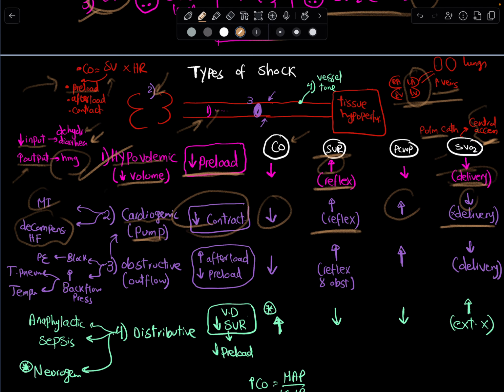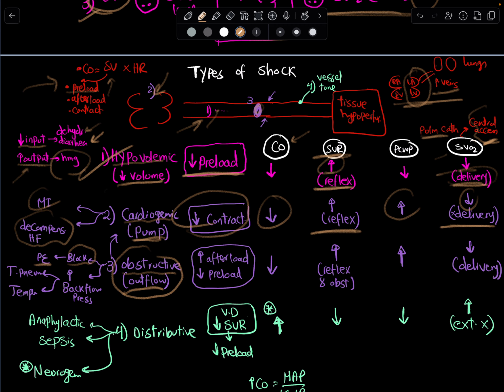The third type of shock is the obstructive shock, and I put the obstructive shock and cardiogenic shock in the same color because they have different mechanisms, but they have very similar factors, like the cardiac output, SVR, PCWP, SVO2, very similar between these two. When you have obstructive shock, it's mainly outflow. There's something preventing the blood from going smoothly through the system. So you can have some kind of block, which is the pulmonary embolism scenario.